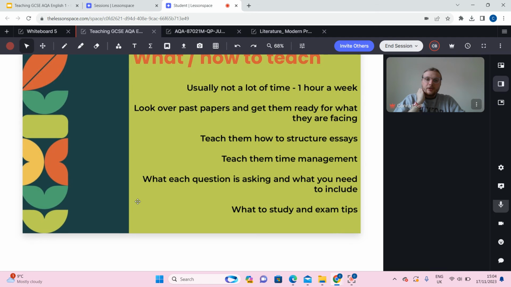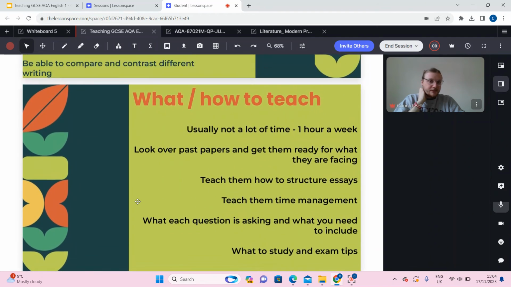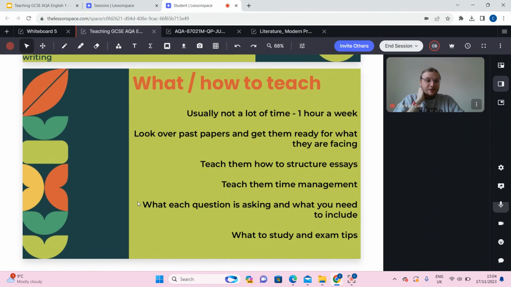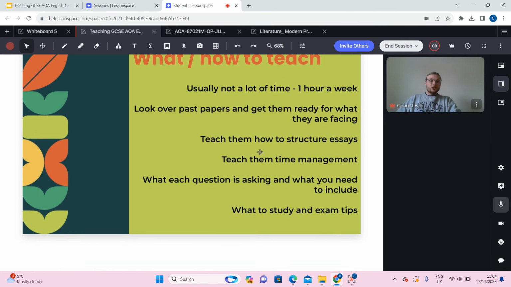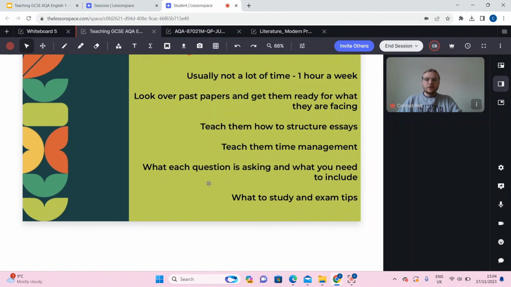And also with past papers, the more they practice them, the more they get used to them, it makes the exams less nerve-wracking. And also time management is a massive thing. And if they practice that enough, then when they get into the exam, it'll be a lot easier. And then, like we said, structuring the essays, time management, what each question is asking, what it needs to include. That's a really important thing that not a lot of students know how to do because each question has a different mark scheme. The question's asking for different things, but it doesn't explicitly say what it is asking for.